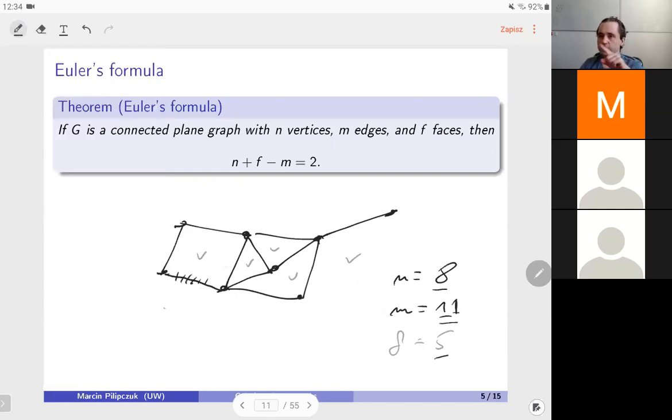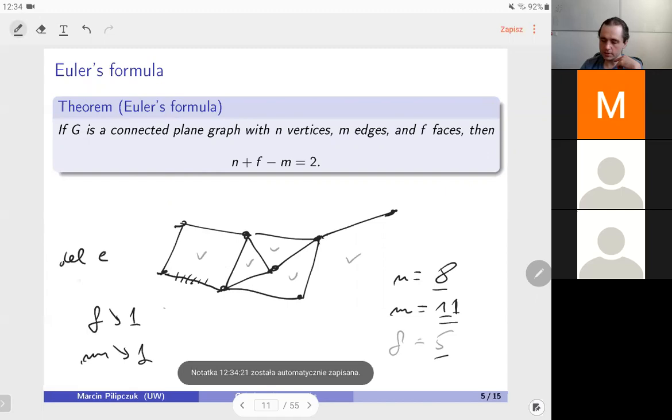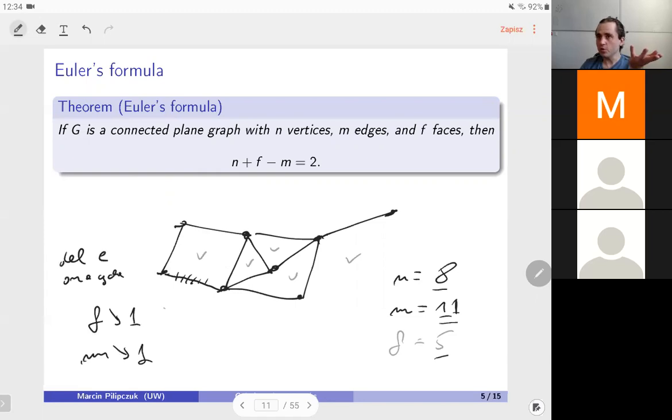By wiping out one edge on a cycle, I'm decreasing the number of faces by one, and I'm decreasing the number of edges by one. Once you can no longer do this, you get a forest. And in a forest, you can delete a degree 1 vertex. If you delete a degree 1 vertex, then the number of faces stays the same, the number of edges drops by 1, and the number of vertices drops by 1. After this process ends, you end up with 1 vertex.